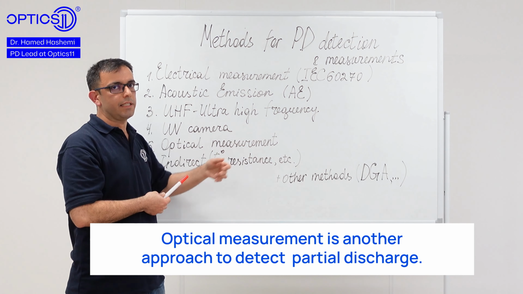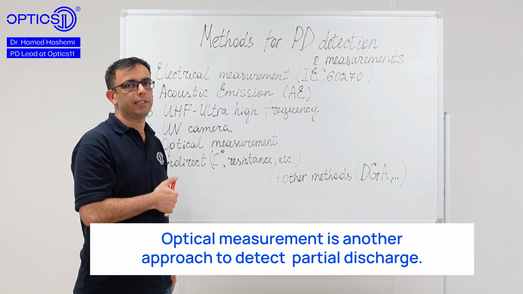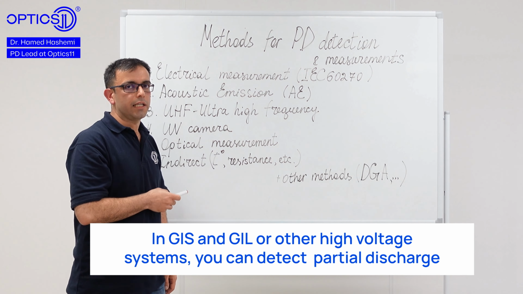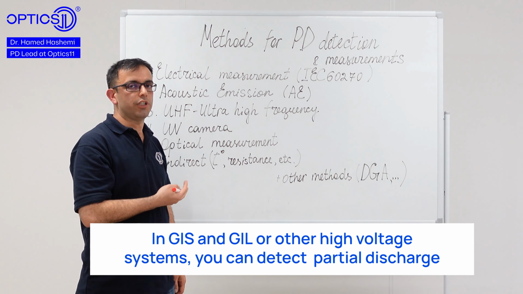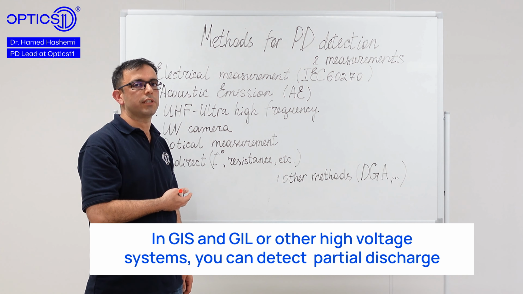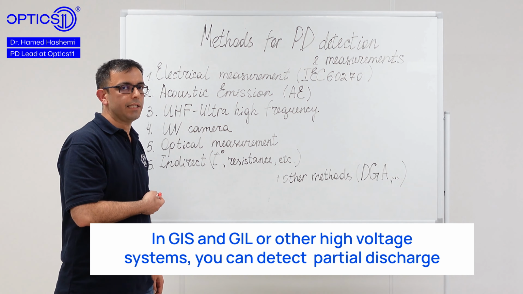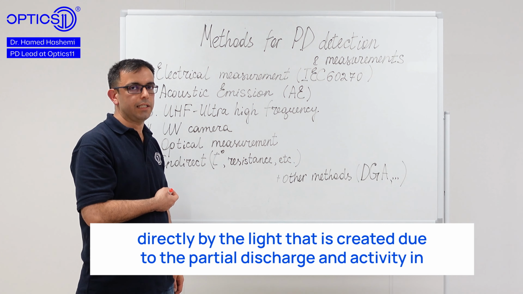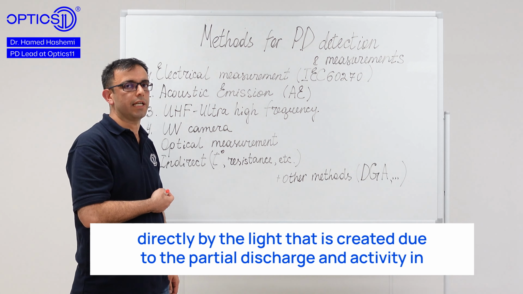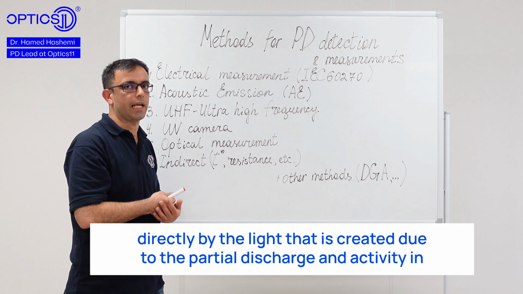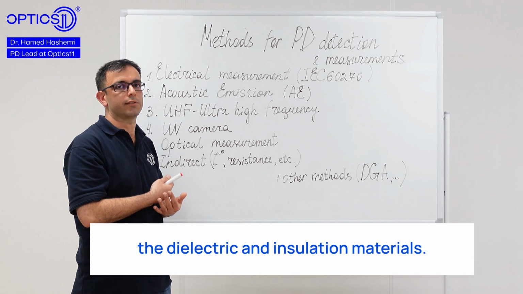Optical measurement is another approach to detect partial discharge. In GIS and GIL or other high voltage systems, you can detect partial discharge directly by the light that is created due to the partial discharge and activity in the dielectric and insulation materials.